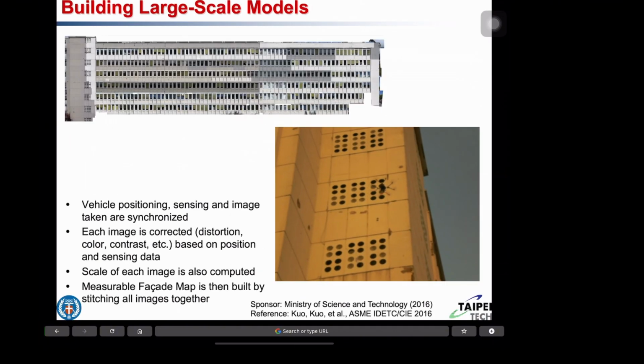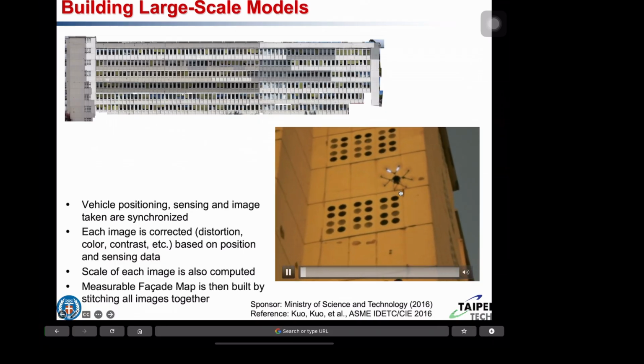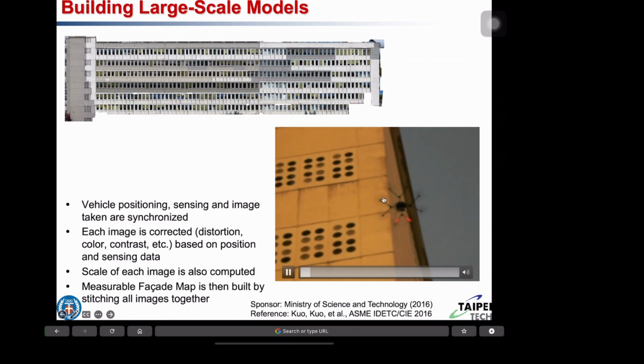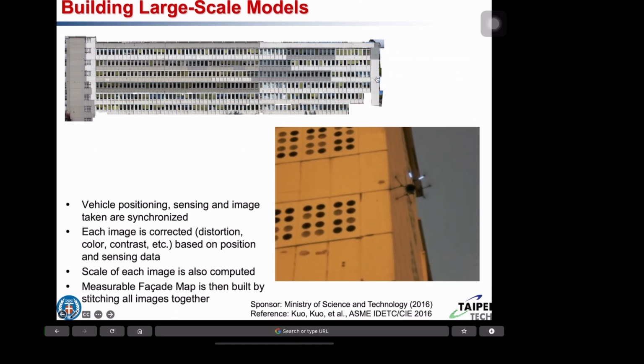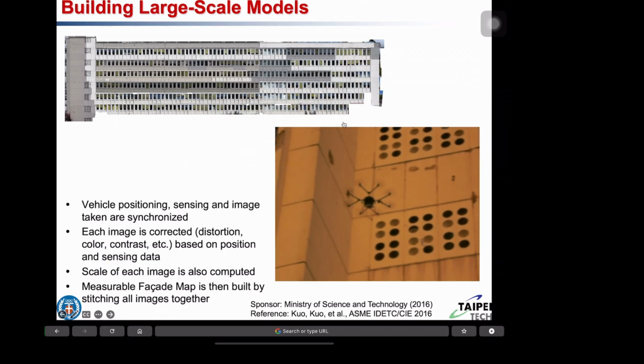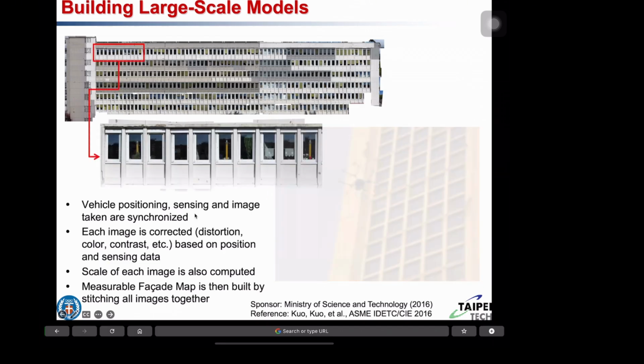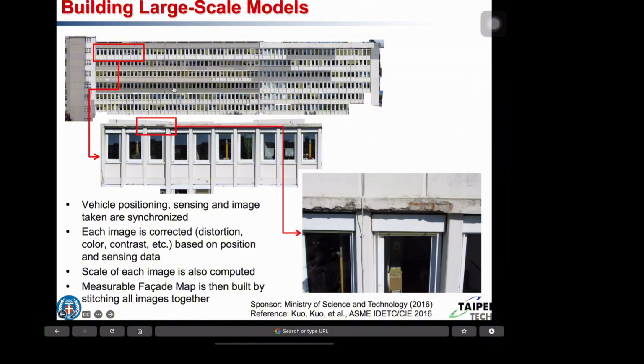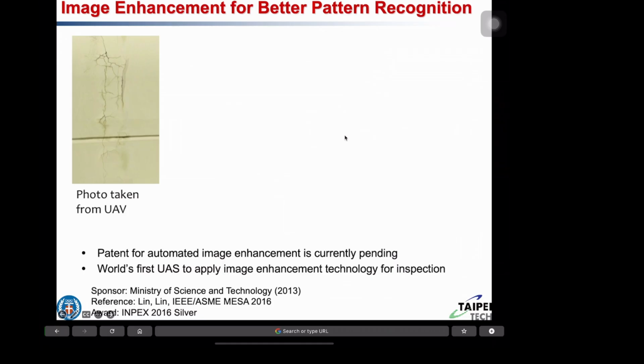This is a real video about his UAV taking pictures of buildings to form this huge map of a building. Each part of this huge map is actually a pretty good quality, high resolution image, maybe at the time not 4K, but high resolution. So it took hundreds of pictures and then stitched them together. However, for buildings, there were issues.